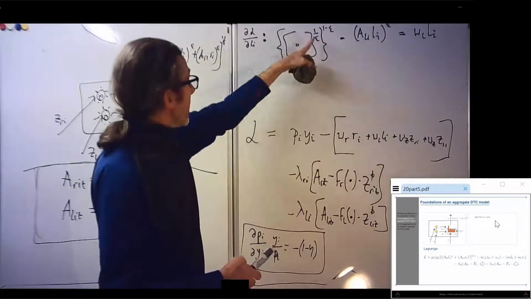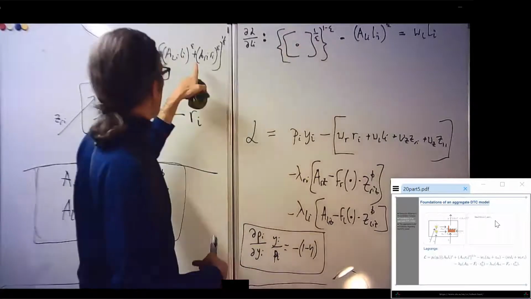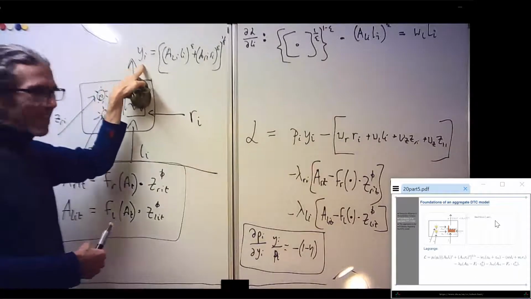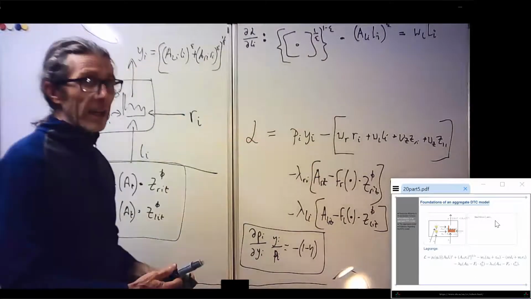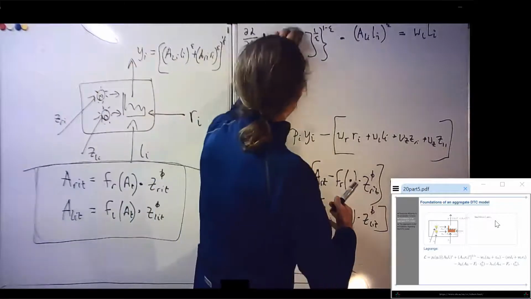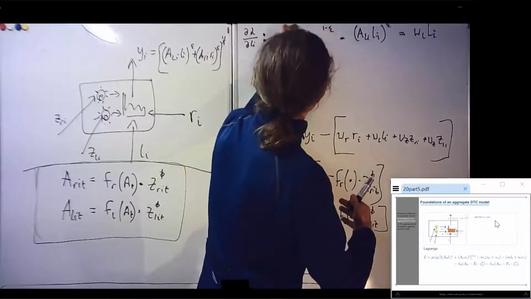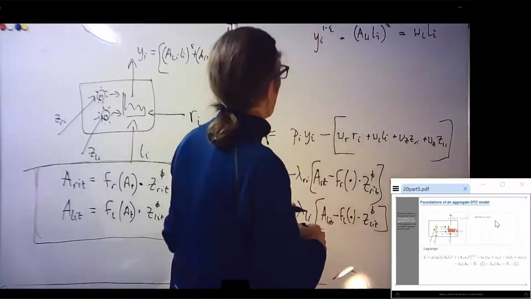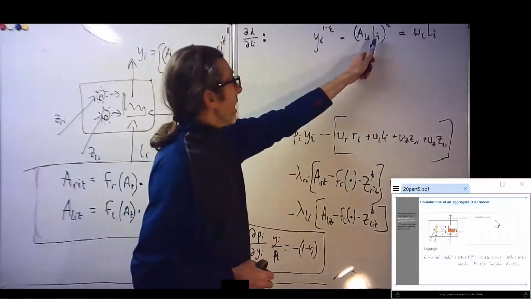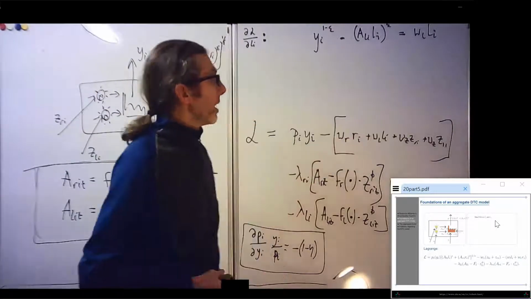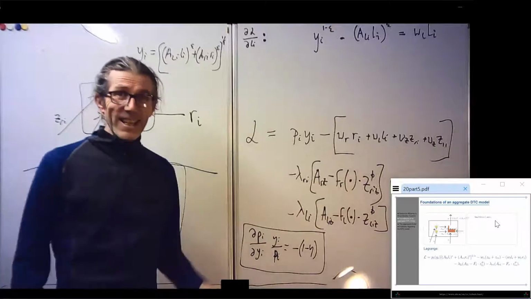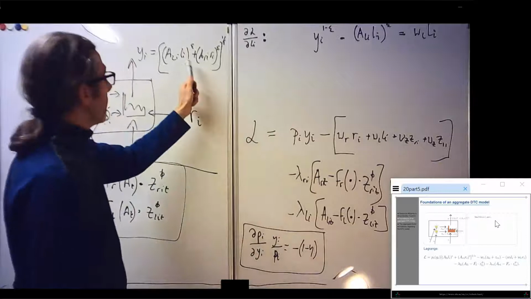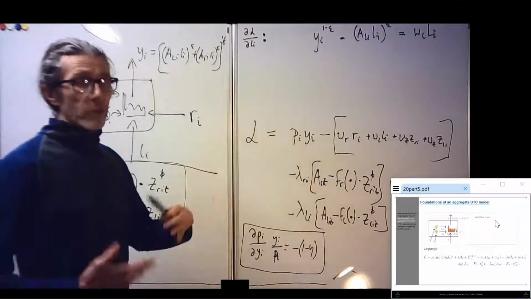But what's the thing inside the curly brackets? It's just y_i. We can wipe this whole thing and say, look, it's just y_i to the 1 minus epsilon, A_Li to the epsilon, equals w_L over L_i. That is the first order condition once we've simplified it. And once you've got the hang of this, you can write that down straight away.